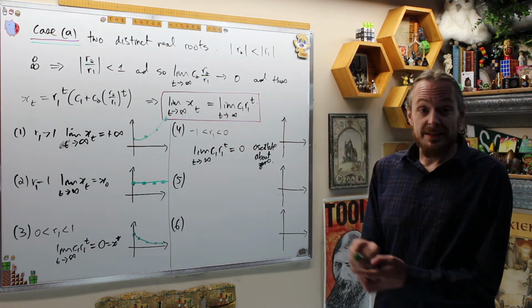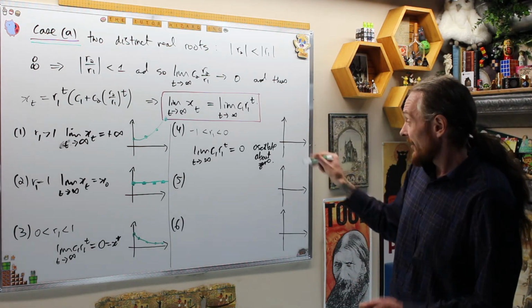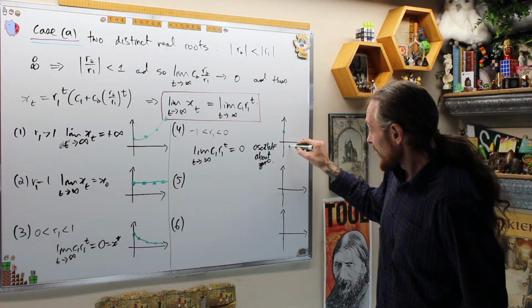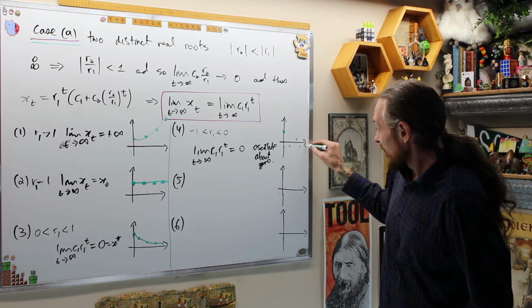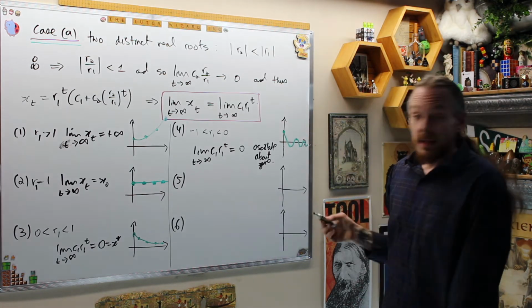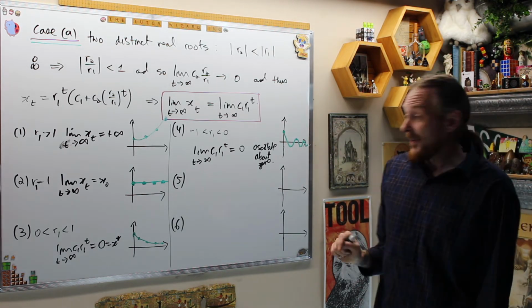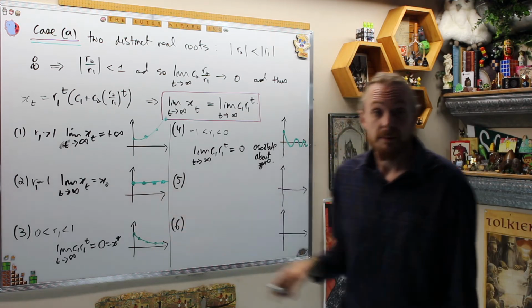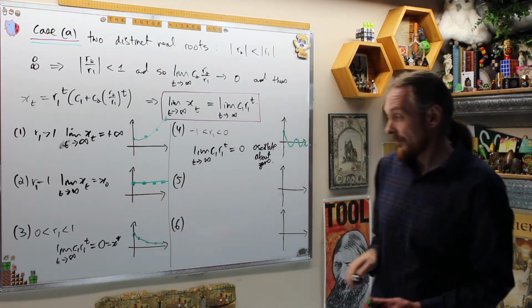For this one, it's still going to converge to 0, but it's going to flip back and forth. So if we start here, then it's going to go like this, and it's going to get smaller and smaller and closer, but it will converge to 0, but in an oscillatory fashion. This one is not flipping back and forth, but they're both converging to 0.